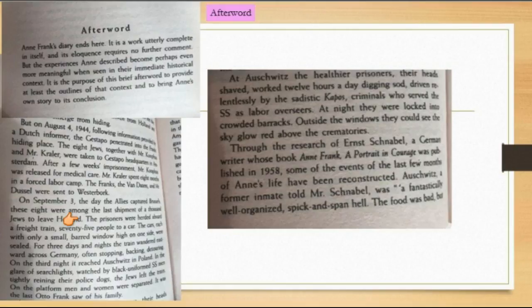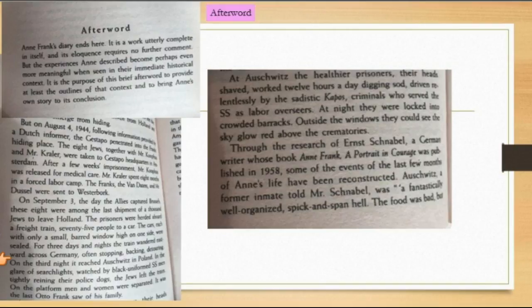The prisoners were herded aboard a freight train, 75 people to a car. The cars, each with only a small barred window high on one side, were sealed. For 3 days and nights, the train wandered across Germany, often stopping, backing, detouring. On the 3rd night, it reached Auschwitz in Poland.